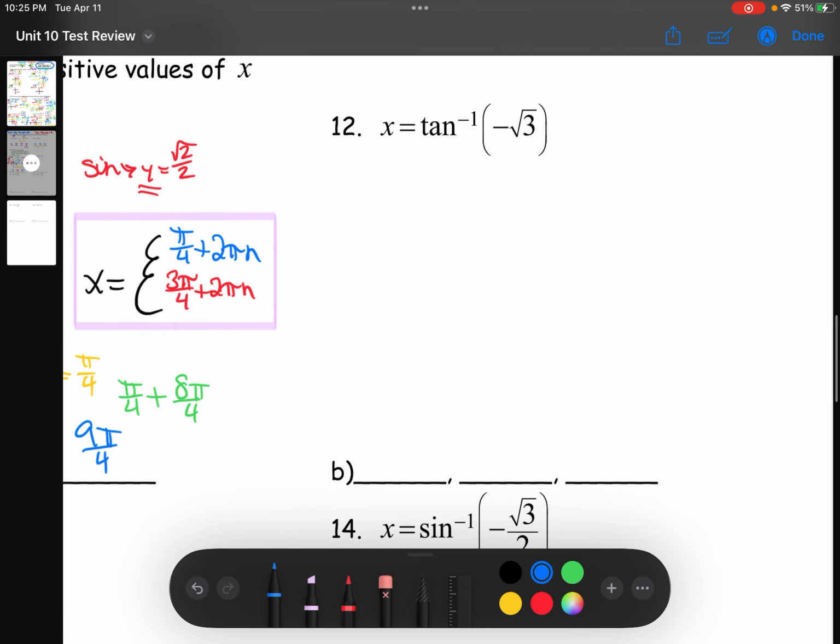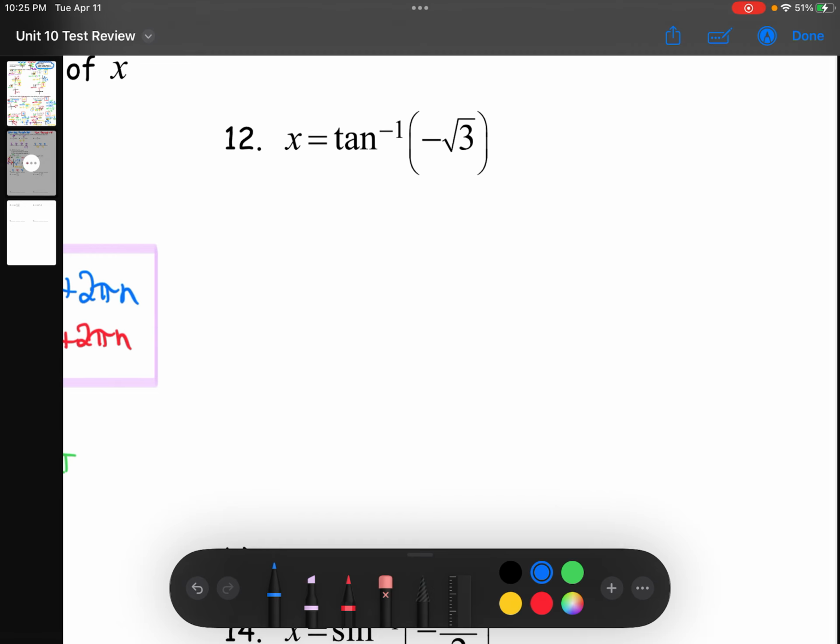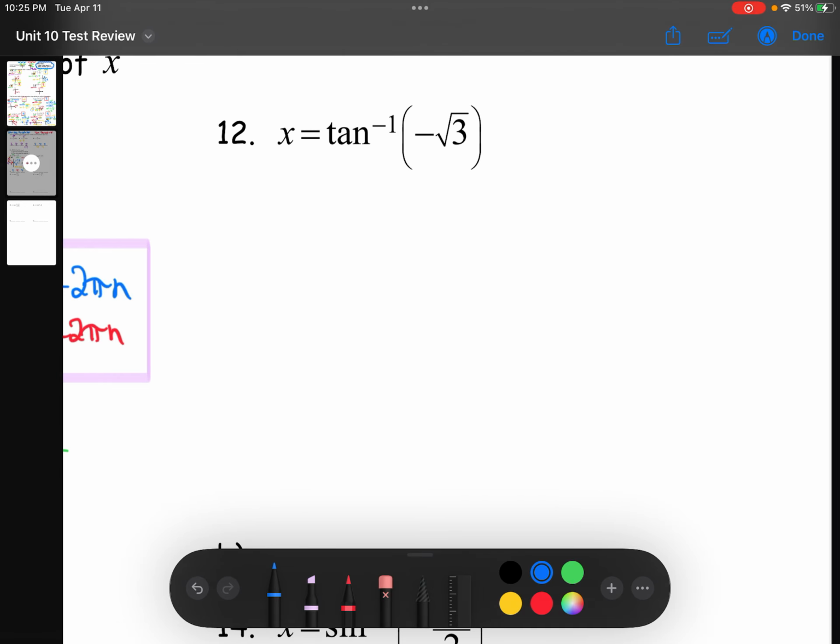Let's look at 12. Tangent inverse of negative square root 3. Inside an inverse is a ratio, so that square root 3 with a negative is a ratio. So x is the angle we are trying to find. Tangent inverse principal values can be in quadrants 1 and 4. This will be quadrant 4 because of that negative ratio.